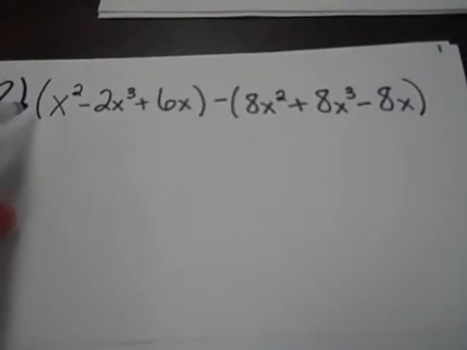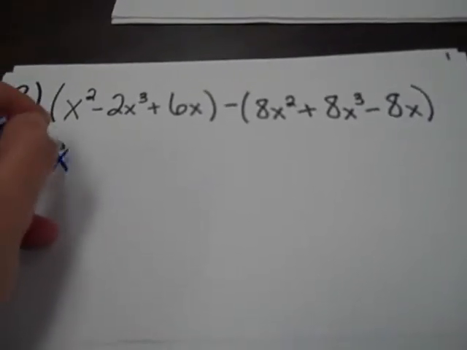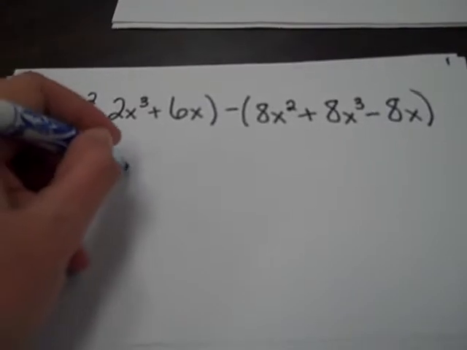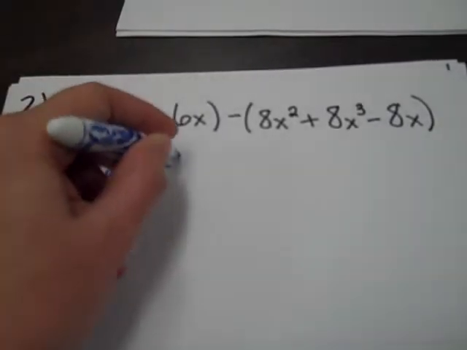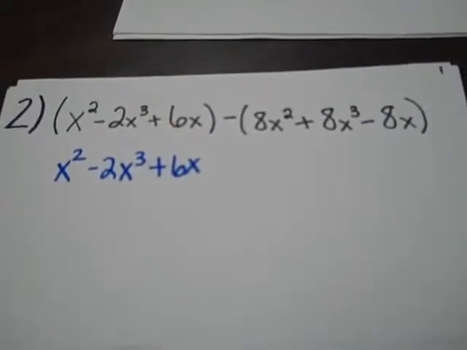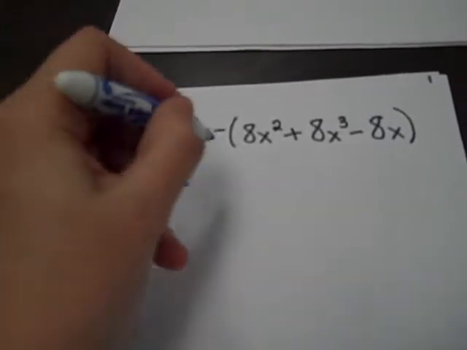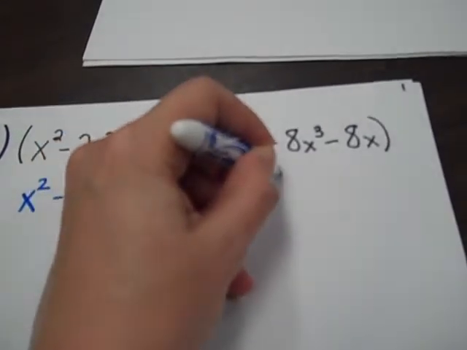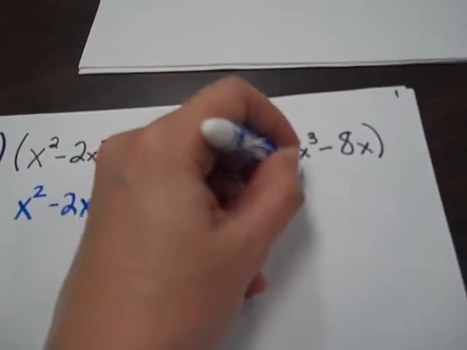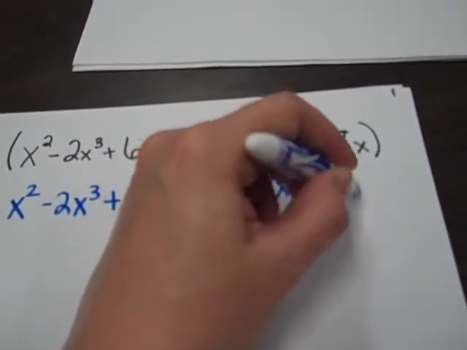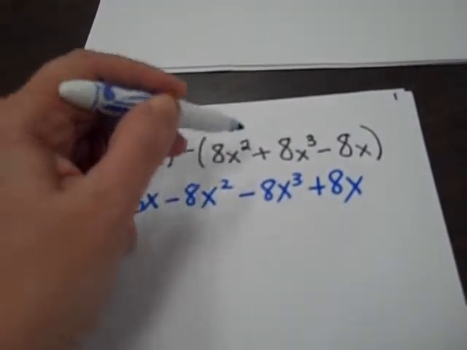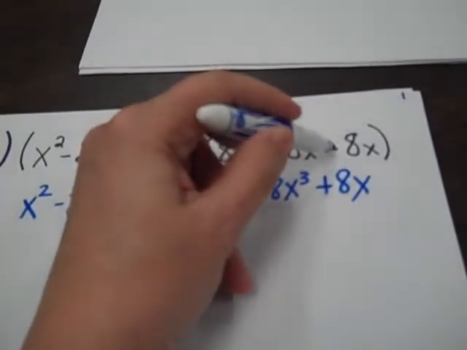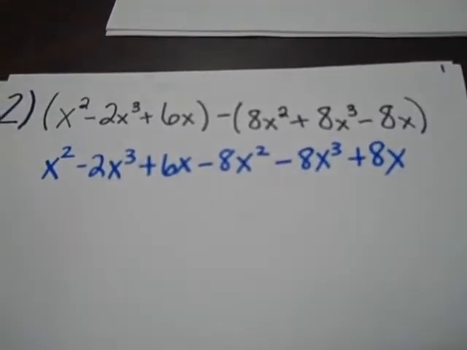Right, I am subtracting a polynomial. Okay, my first set of parentheses is positive to the outside, so I can just drop my parentheses. My second set of parentheses is negative to the outside, so when I drop my parentheses, I have to change the sign of everything inside my parentheses. So my positive 8 became negative, my positive 8 became negative, and my negative 8 became positive.